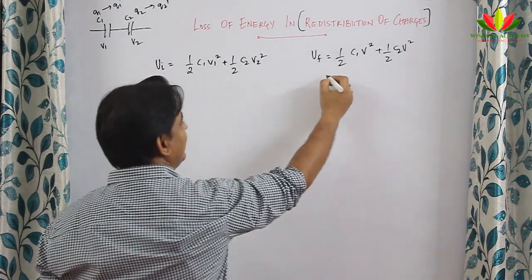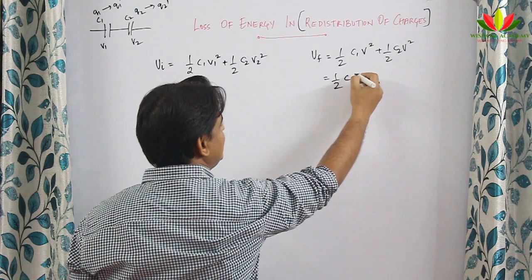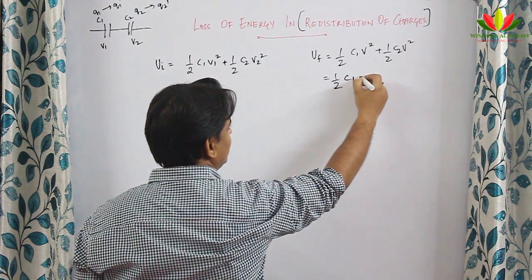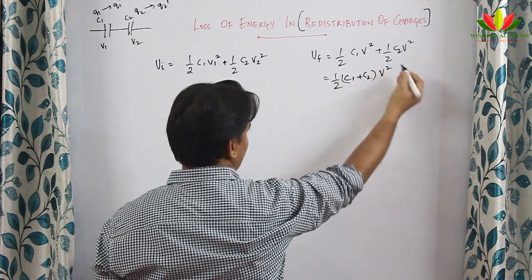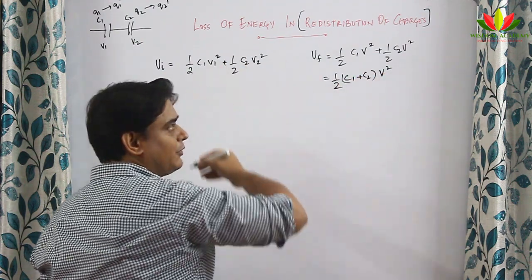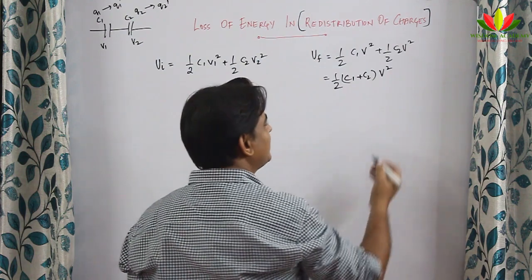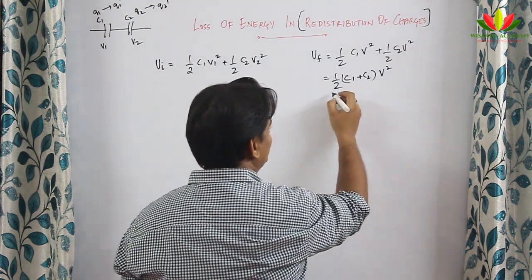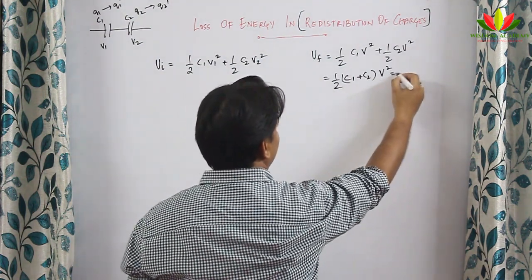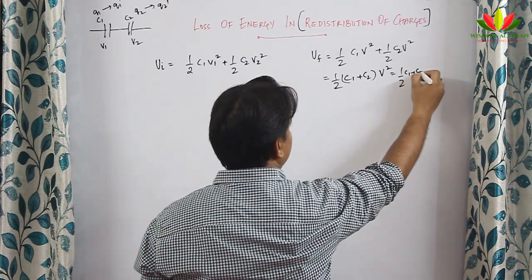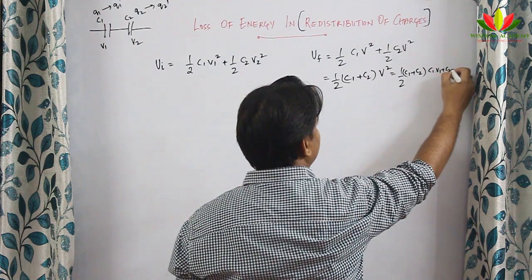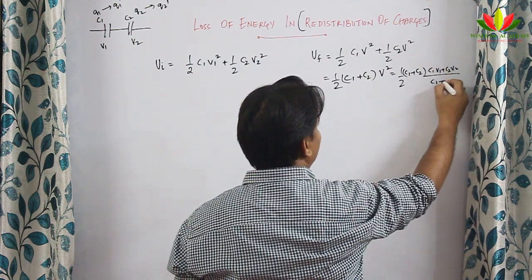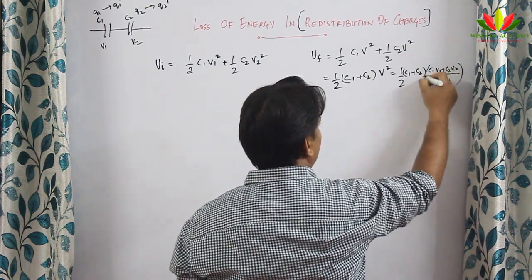So from here I can write it is half C1, if I take V square common, C1 plus C2 into V square. Now what is V? I just derived before some time. V is equal to C1 V1 plus C2 V2 by C1 plus C2. So I will write this like this. This will be equal to half C1 plus C2, and instead of V square I am writing C1 V1 plus C2 V2 by C1 plus C2 the whole square.